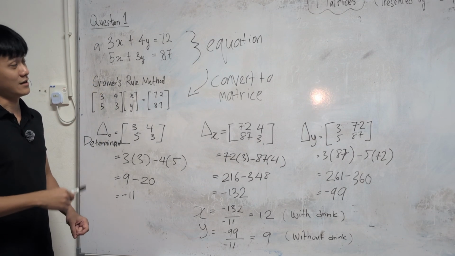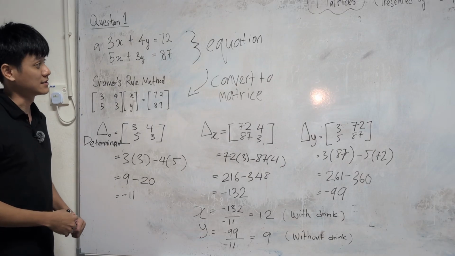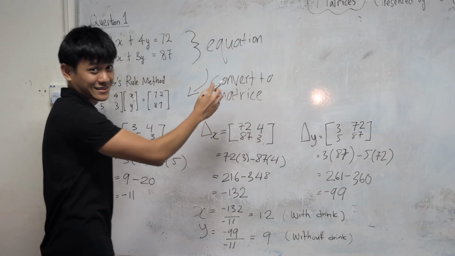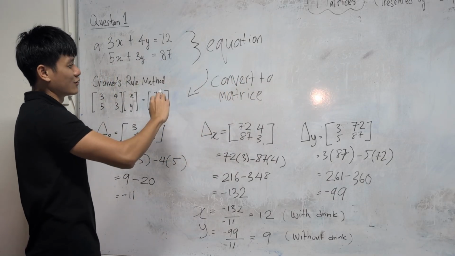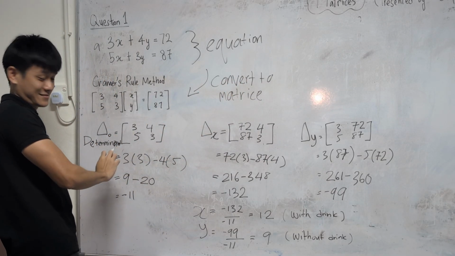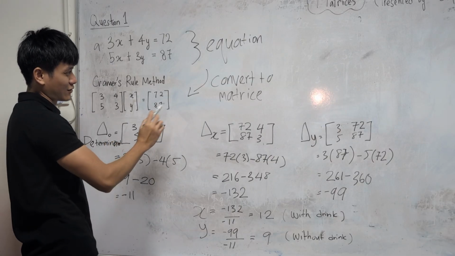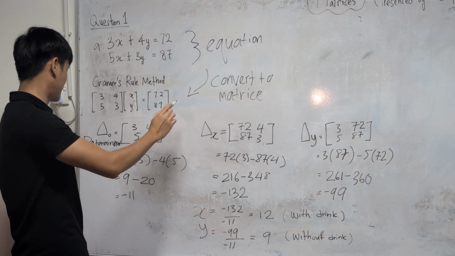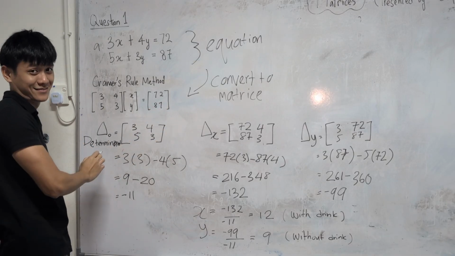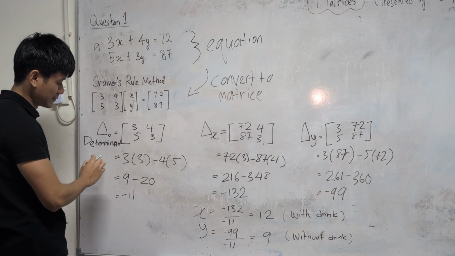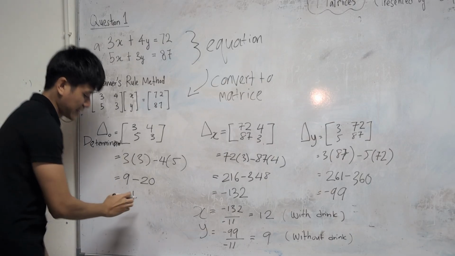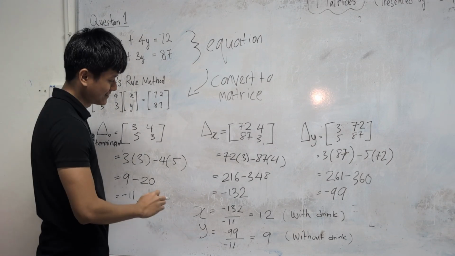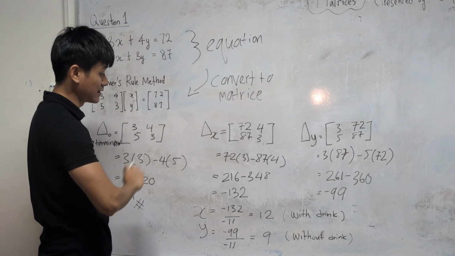After we get the information from the question, we convert it to equations. Then after that, we convert it to the matrix. After we convert to the matrix, we calculate the determinants. The first determinant, we calculate it and get the answer of negative 11.